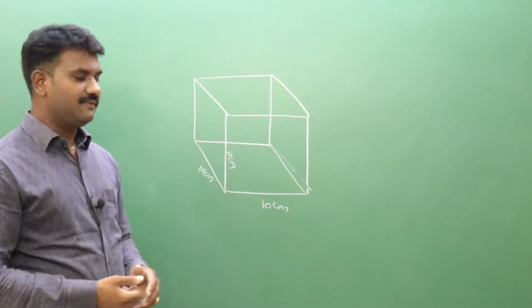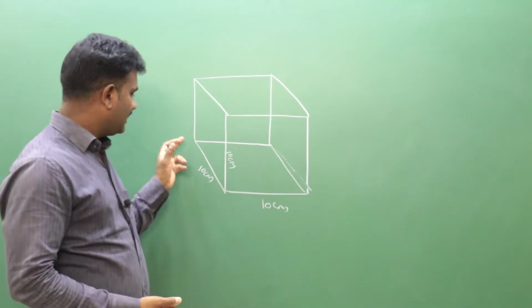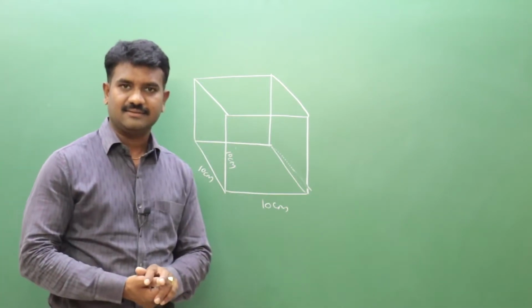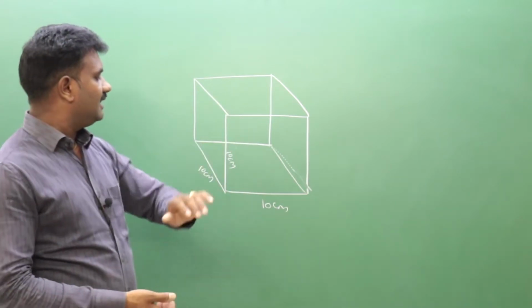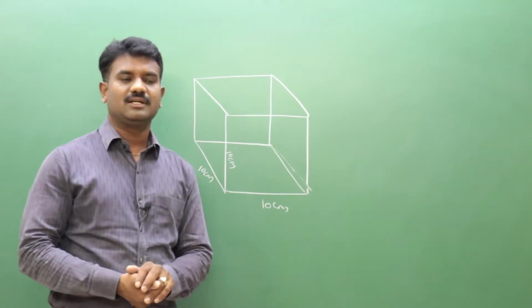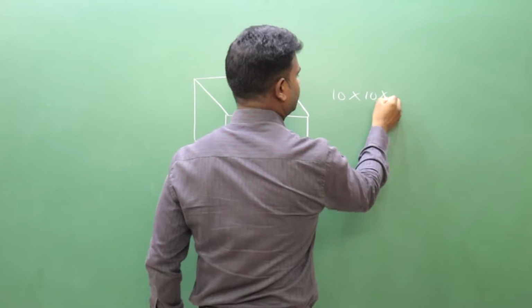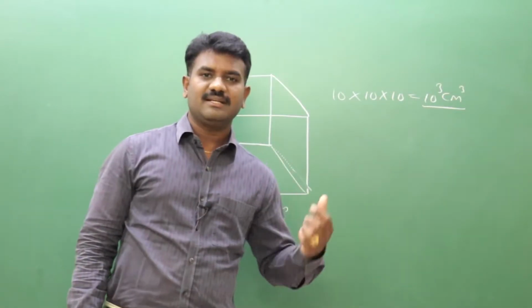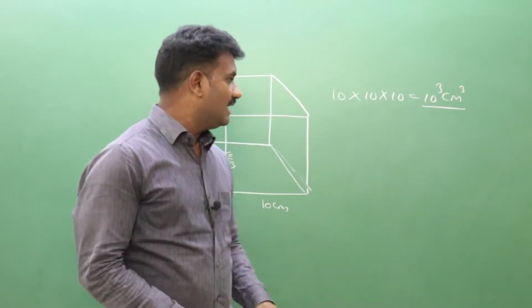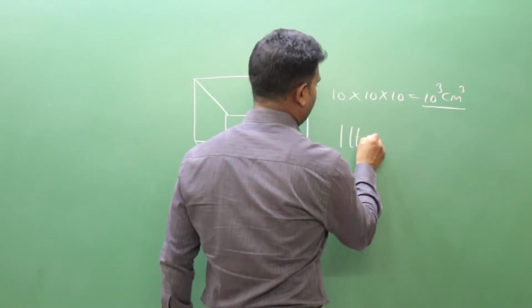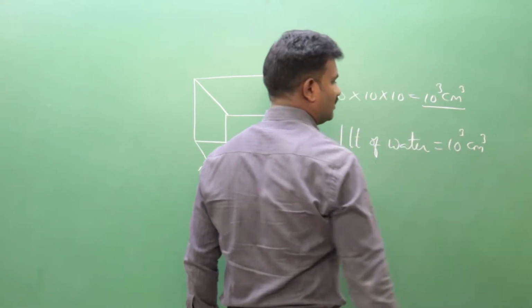If I take a cube of 10 centimeters side length, means 10 centimeters length, breadth and 10 centimeters height, and if I pour 1 liter of water, it will be completely filled in the cube. Means what is its volume? 10 into 10 into 10, 1000 centimeter cube. This cube can occupy 1 liter of water. Hence I can say that 1 liter of water is equal to 10 to the power of 3 centimeter cube.